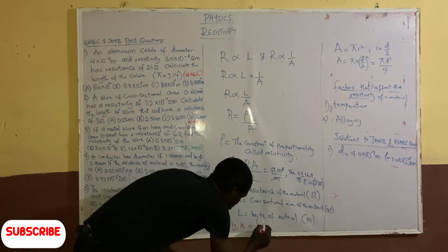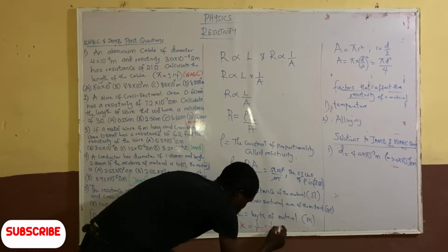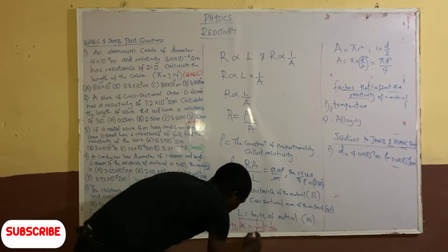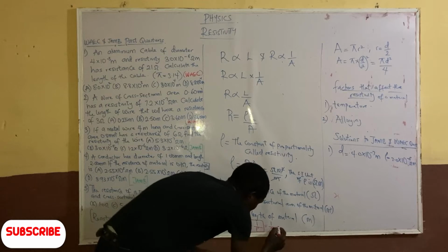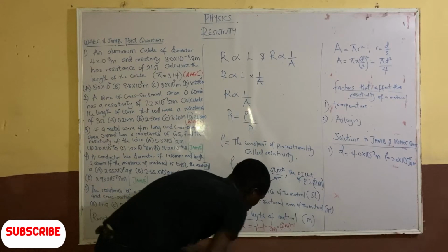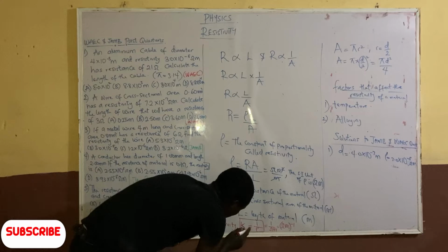Meaning that the unit will be 1 all over Newton ohm. So the unit of resistivity, note that this is the formula of resistivity. So the unit of resistivity will be Newton meter per ohms. So this is the unit of resistivity, but this is the formula for resistivity. Kappa is equal to 1 all over resistivity.